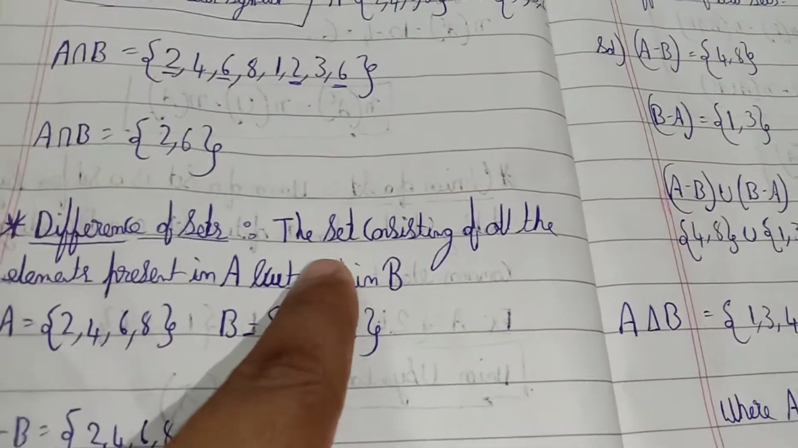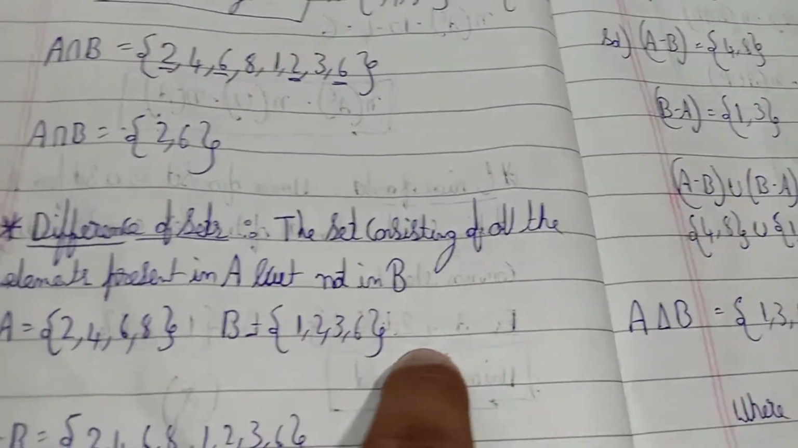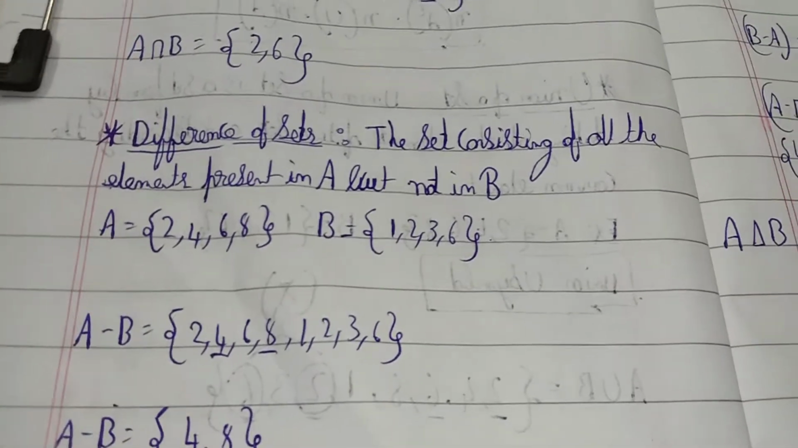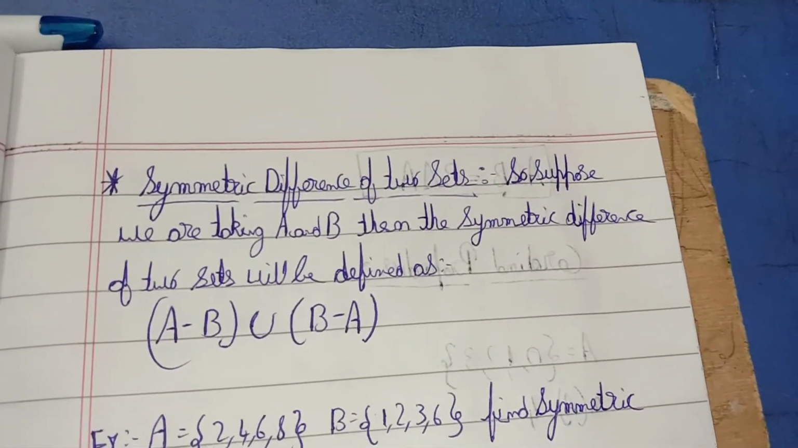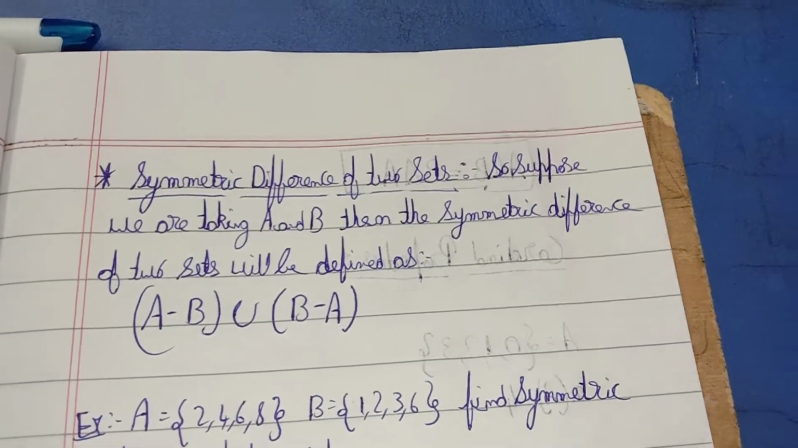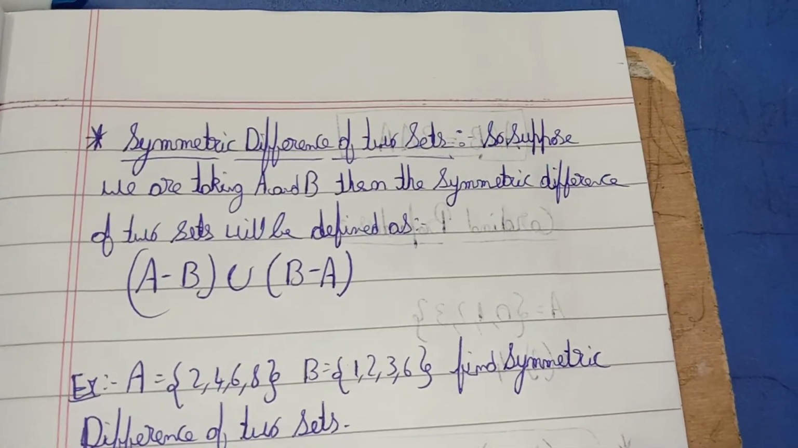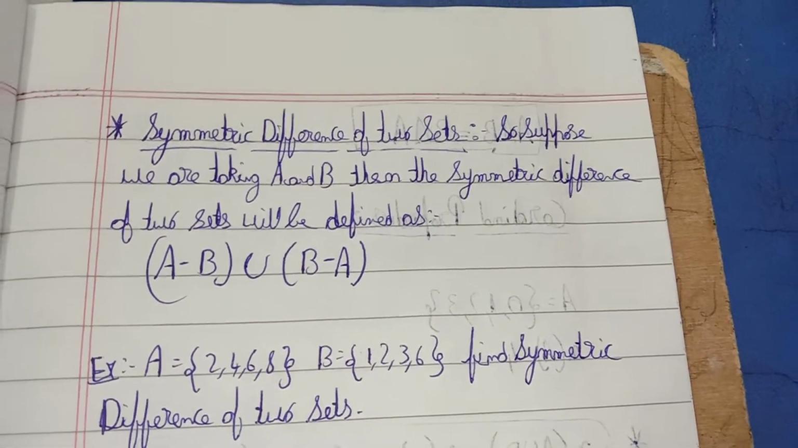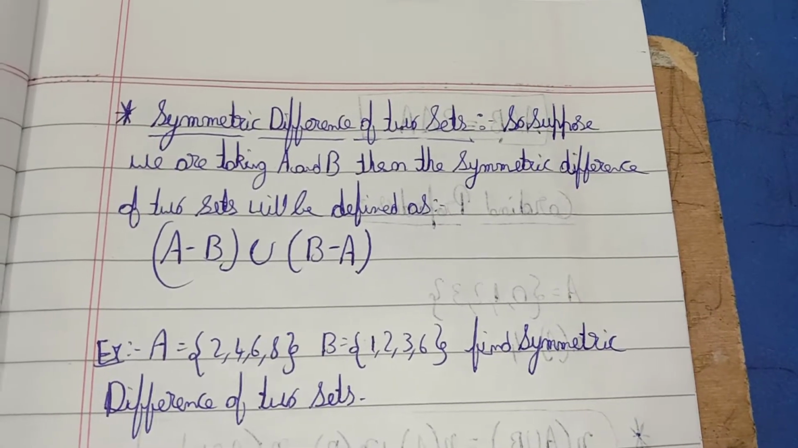Once again I will tell the definition: the set consisting of all the elements present in A but not in B. So A minus B equals 4, 8. This is the last one in operations of sets, that is symmetric difference of two sets. I will tell this definition. Suppose we are taking A and B, then the symmetric difference of two sets will be defined as A minus B union B minus A.